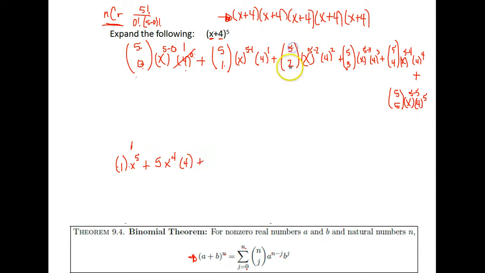Plus 5 choose 2 gives me 10 when I calculate it. 5 minus 2 is 3 for my power on the x, and 4 squared is 16. Plus, the next term, 5 choose 3, also turns out to be 10. My exponent on x, 5 minus 3, is 2, and then 4 to the third power is 64.